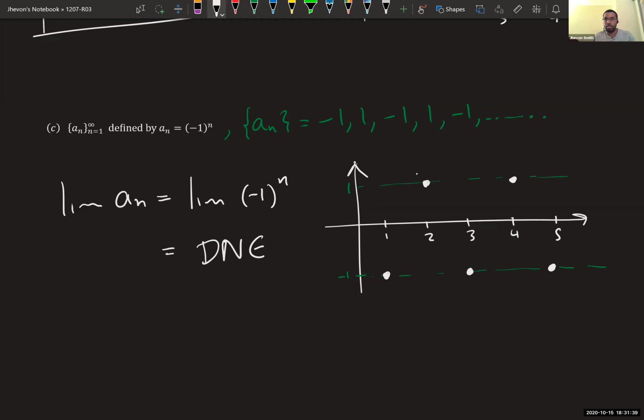It's not settling to anything in the middle because there is no output in the middle. So this is just jumping up and down. There is no limit, right? For the same reason that the limit as x approaches infinity of sine of x doesn't exist. It keeps oscillating. It doesn't settle at any number, okay? So that one actually diverges as well.